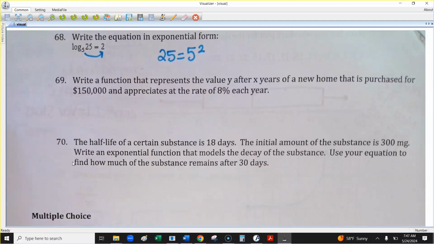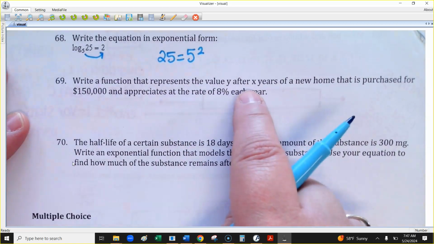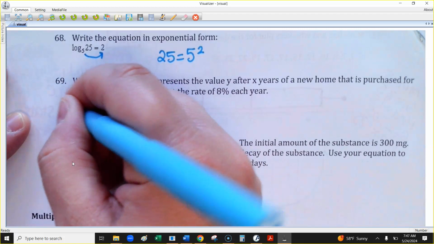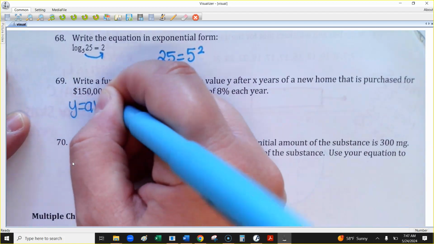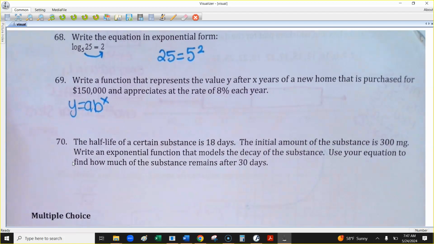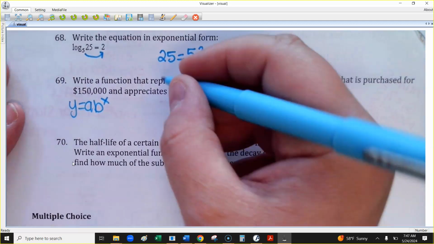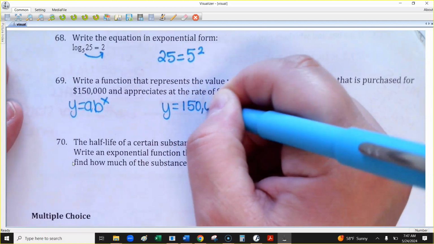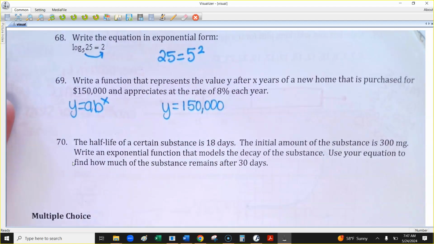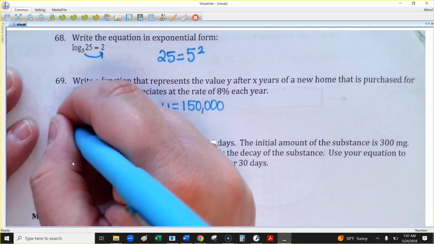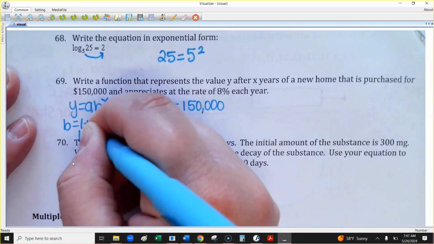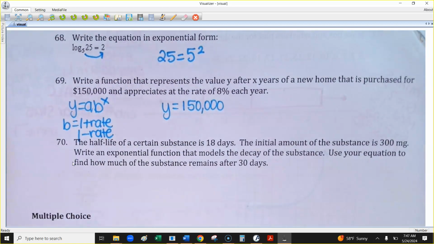Now, write a function that represents the value y after x years of a new home that's purchased for $150,000. This is going to be an exponential. The initial amount is $150,000, so that's going to be your a value. All right, now the b value depends on the question. It's either 1 plus the rate or 1 minus the rate. You have to determine that from what it says in the question.